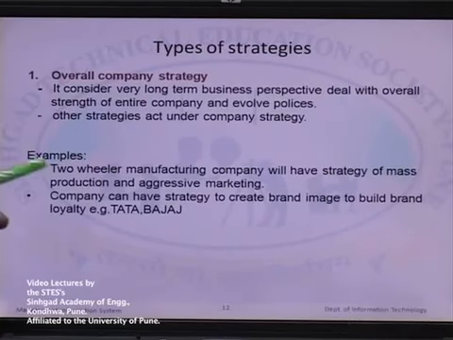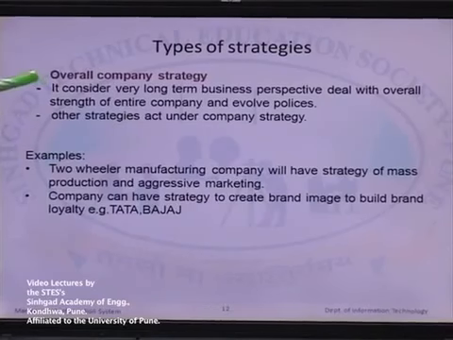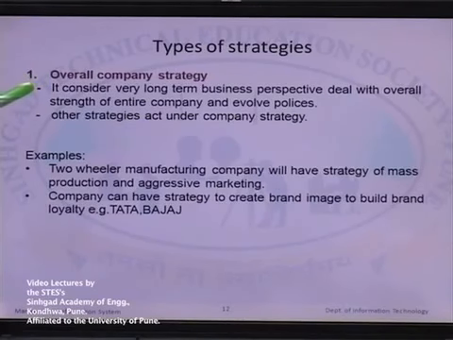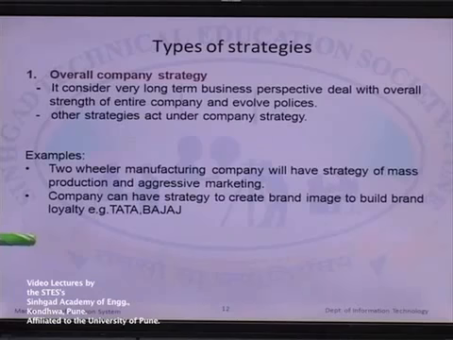Other strategies act under a company strategy. Means here the aim is decided for the whole organization and the sub parts support that aim or goal of the organization. The examples are like a two-wheeler manufacturing company will have a strategy of mass production and aggressive marketing, and a company can have a strategy to create a brand image to build brand loyalty. The best examples of this brand image are Tata or Bajaj. They have their aim and objective that their product should be recognized as a branded product.